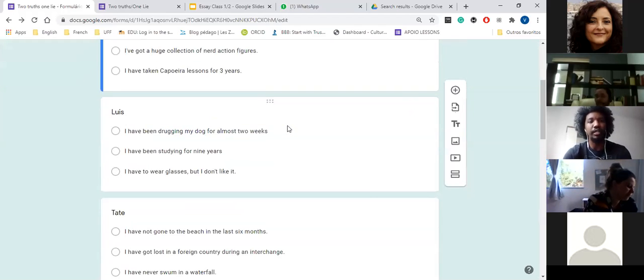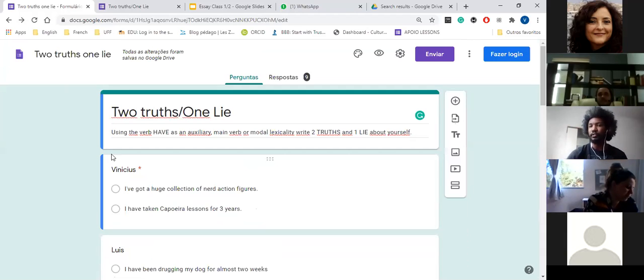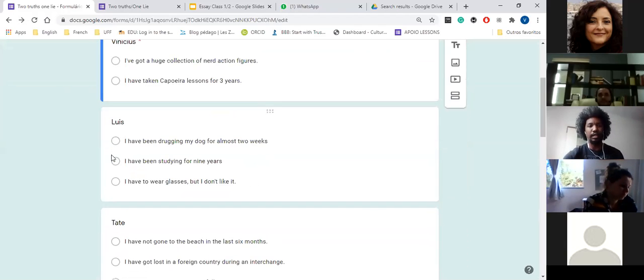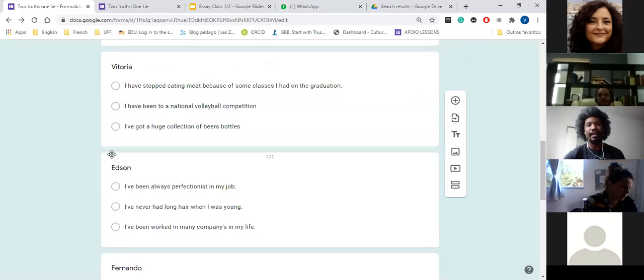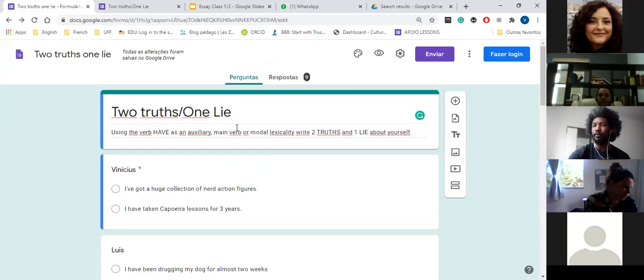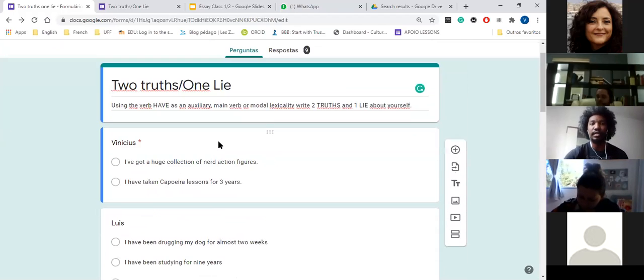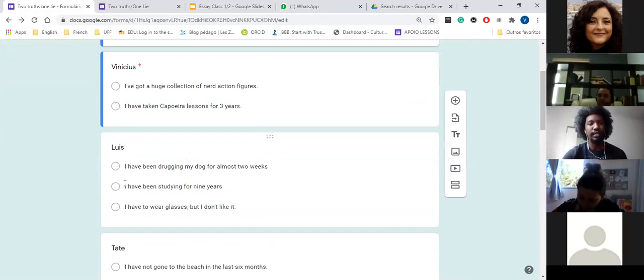So over here, as you can see, in this activity, they work together. They all edit the same form at the same time, so there is no time wasted, like I have to wait for someone to finish and then another person. They all edit together. You see the students' names are here. And after they finish editing, I send them the form, and they vote on their peers' answers. They decide which one is the lie, of course. So they click on one.